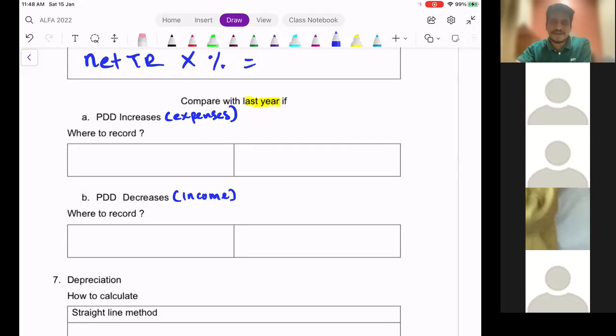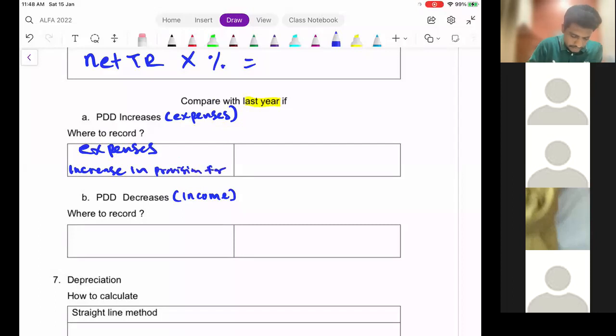Yes, of course, if you reduce the debt, it is good, getting the money. Okay, so how to record? Whenever PDD increases, it's your expense. So first you go to the expenses. You record increase in provision for doubtful debt.